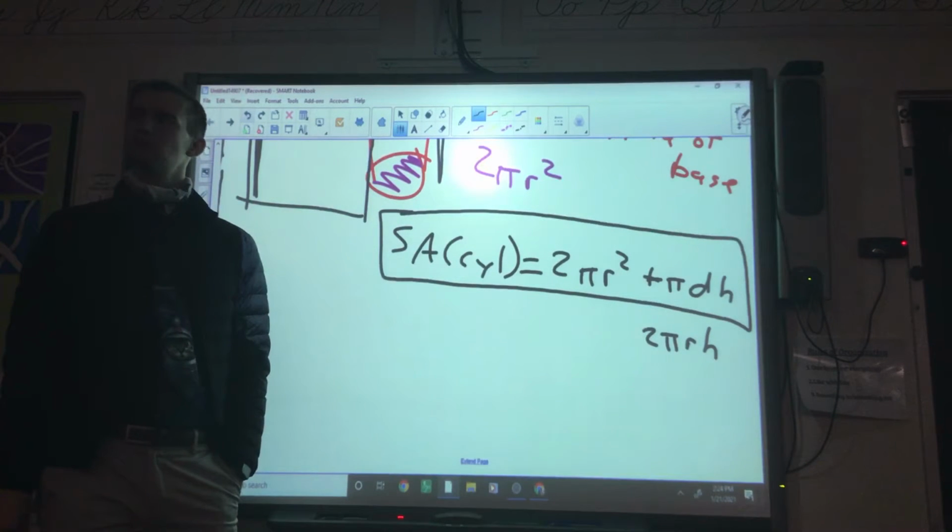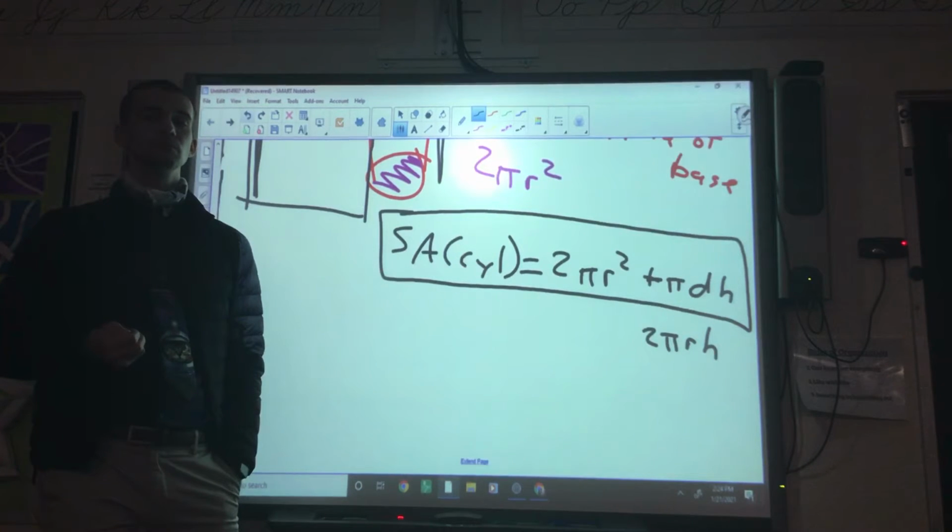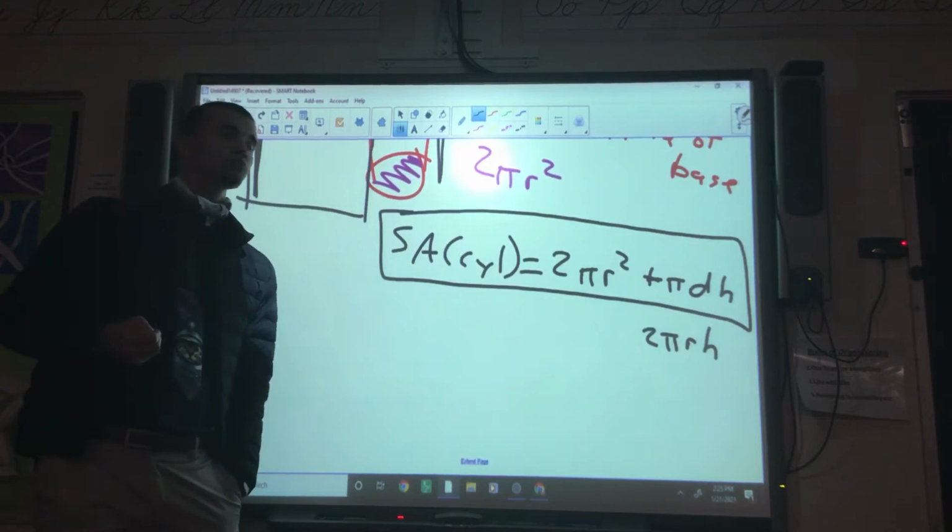Any ideas? Maybe less work. What were you saying? Possibly because it's kind of going off of how to find the area of a circle. Maybe.